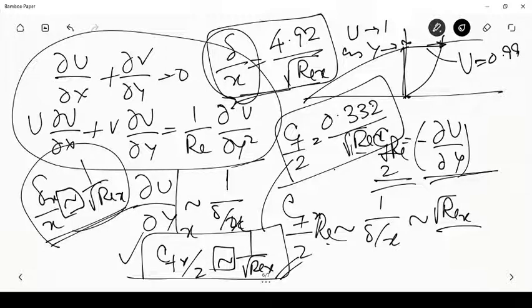Using that value of delta, if I calculate the velocity gradient at the y equal to 0 location, then it will give me the shear stress, and therefore the value of the skin friction coefficient Cf according to this expression. Cf by 2 is equal to 0.332 divided by square root of Rex. So this is the fluid mechanics solution, and once you have it, in order to get the heat transfer solution, there are multiple possibilities.